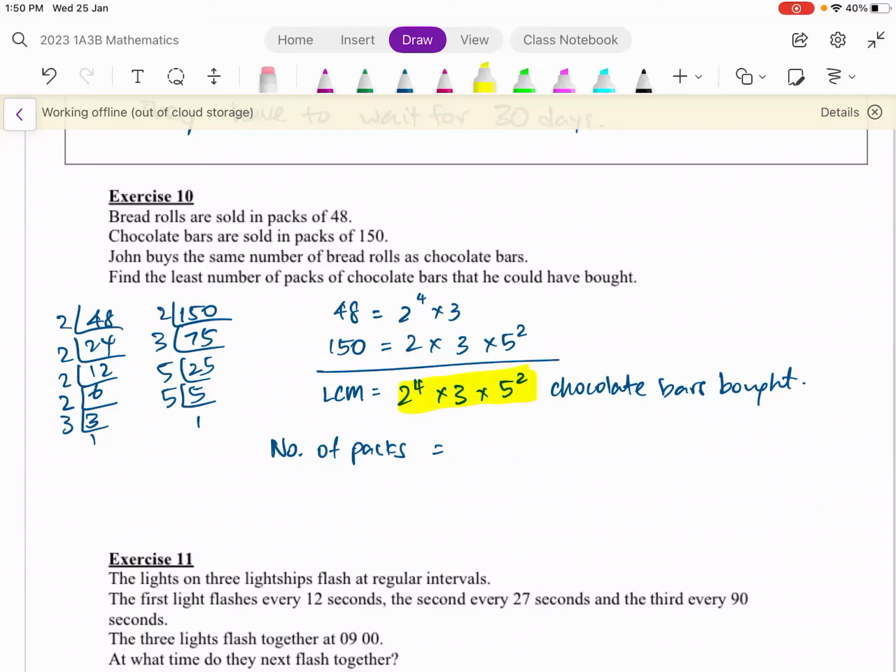you divide by 150. Meaning you find the difference, not the subtraction difference. Find the difference visually. What are the factors that are missing? Okay, so we compare 2 power 4 and 2. So the difference is 2 power 3, right? 3 and 3, same. 5 square, same. So the number of packs must be 8. If you don't believe, you go and work it out. 2 power 4 times 3 times 5 squared divided by 150. You will get 8.